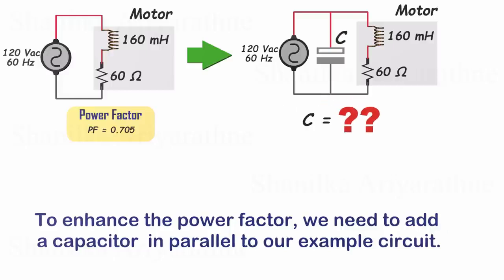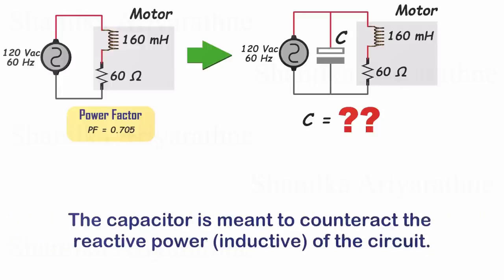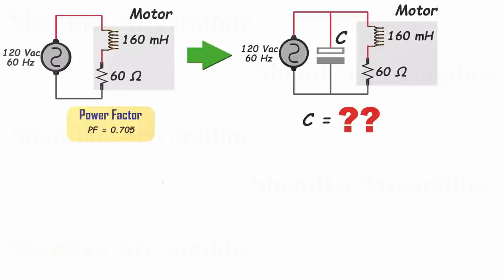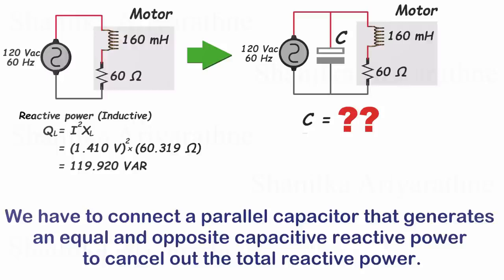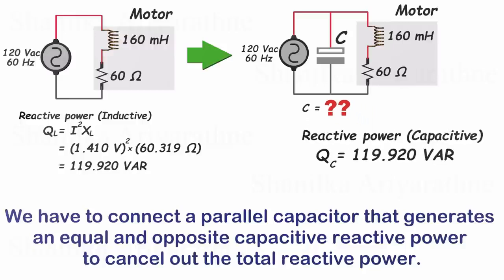Let's determine the value of the capacitor we need to connect. The capacitor is meant to counteract the inductive reactive power of the circuit. Therefore, our first step is to determine the inductive reactive power of this circuit, which we aim to minimize. Now, we have to connect a parallel capacitor that generates an equal and opposite capacitive reactive power to cancel out the total reactive power. So the capacitive reactive power should also be 119.92 VAR.